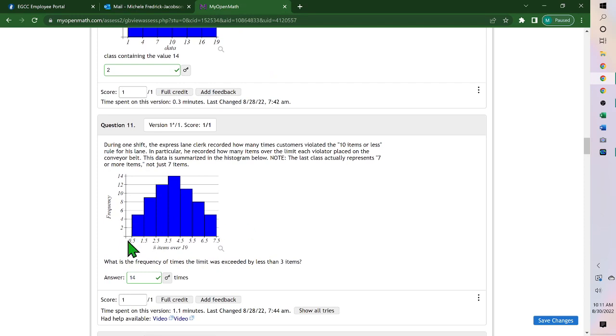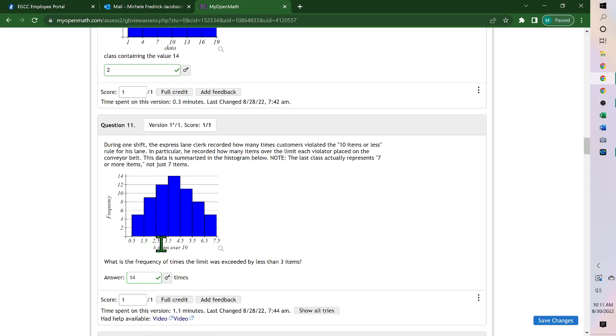Same thing here, we're going from 0.5 to 1.5. During a shift, the express lane, how many times? Okay, so what is the frequency of times the limit was exceeded by less than 3 items? So less than 3 items would be 2 items, 1 item. So they'd just be these 2 bars.